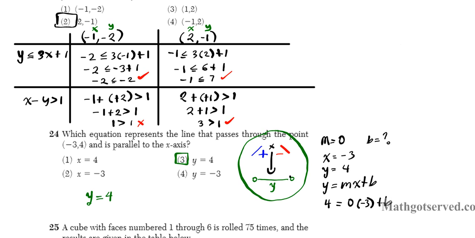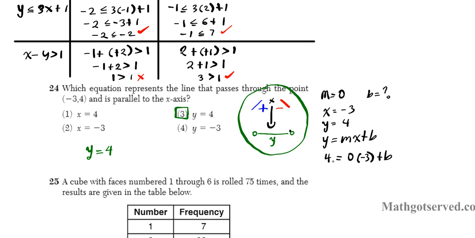Alright, so if we multiply it out, 0 times negative 3 is 0, so b equals 4. So if b is 4 and m is 0, if we plug it into the y equals mx plus b equation, we can clearly see that our equation is going to be y equals 0 times x plus 4.